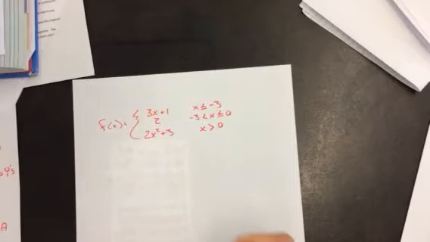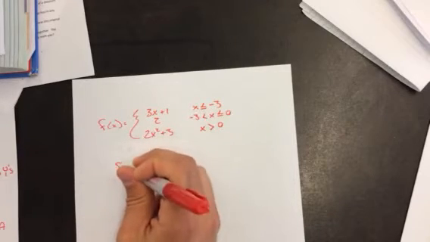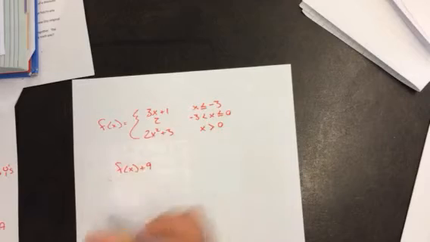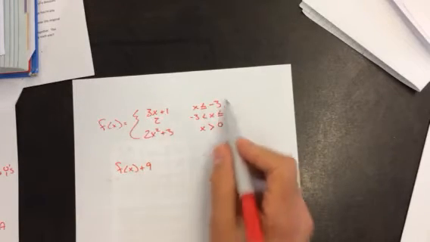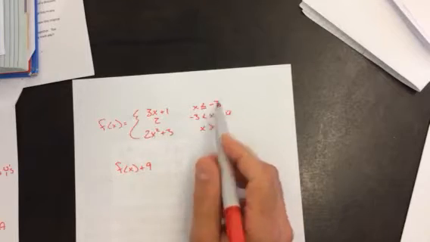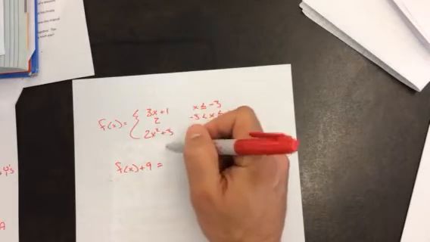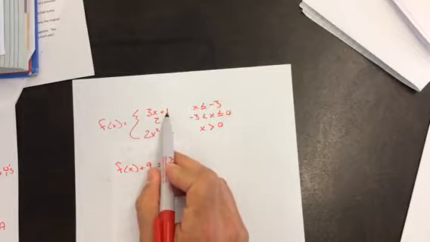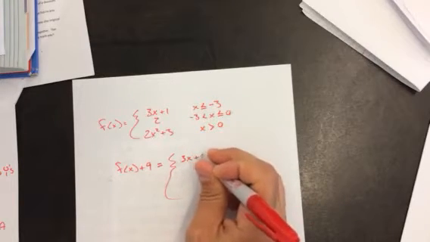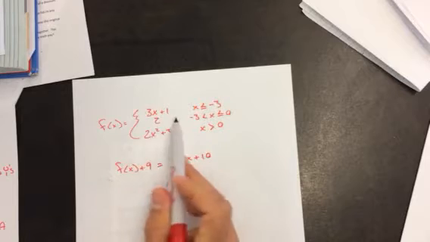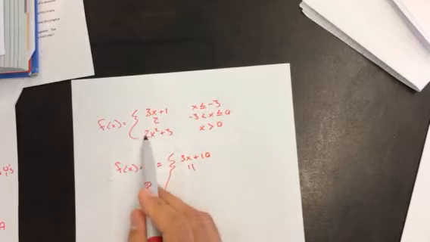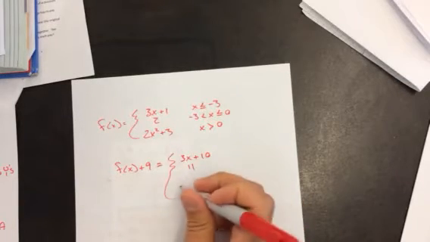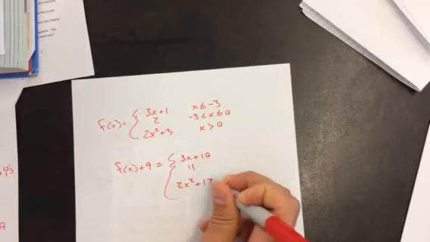Okay, so I'm going to do a bunch of translations. I'm going to do f of x plus 9, which is really moving it 9 units up. If you're moving it 9 units up, you're not affecting your x's at all, so none of these are going to change. What's going to change is these are all going to get plus 9. Plus 9 as a whole number, as a constant, so it's going to be 3x plus 1 plus 9, or 3x plus 10. It's going to be 2 plus 9, or 11. It's going to be 2x squared plus 3 plus 9, or 2x squared plus 12.